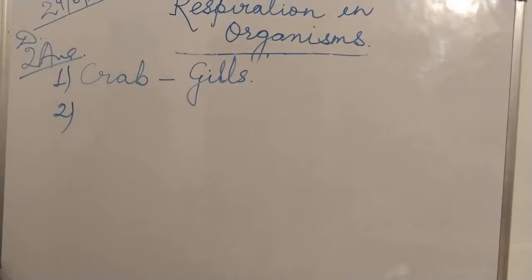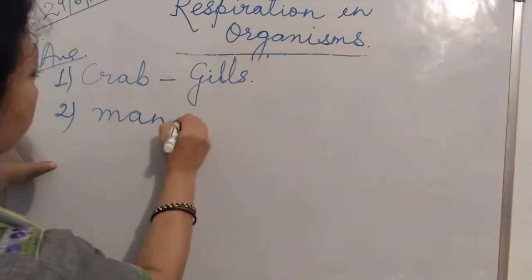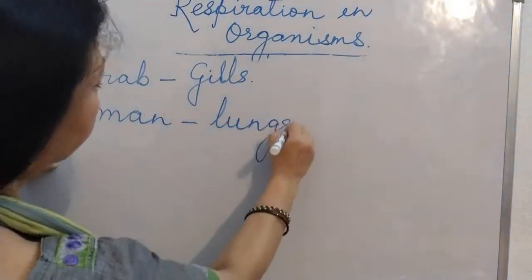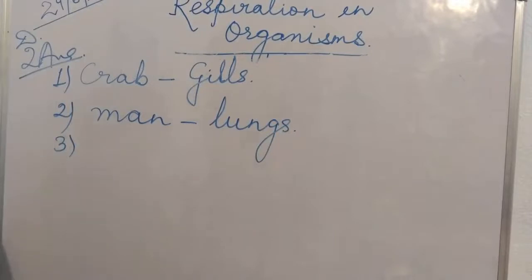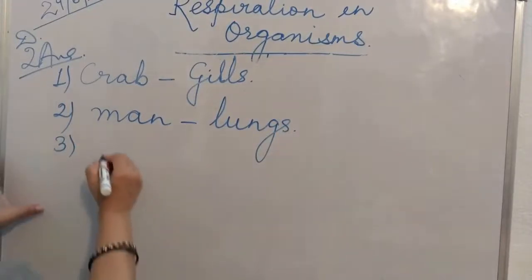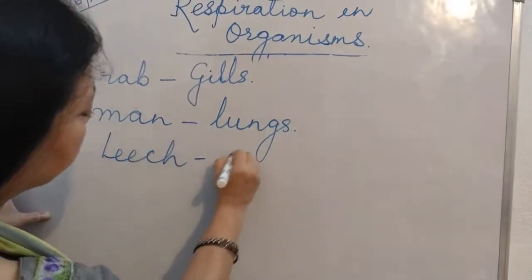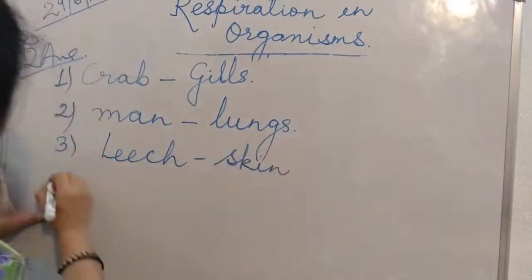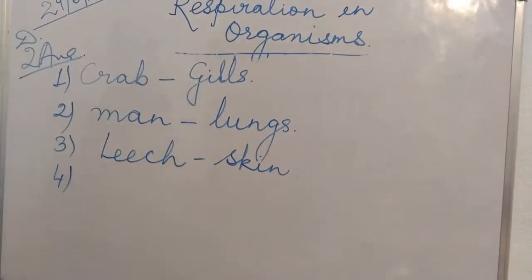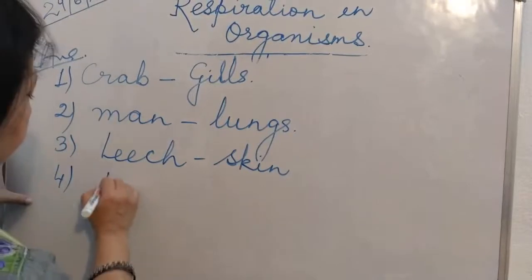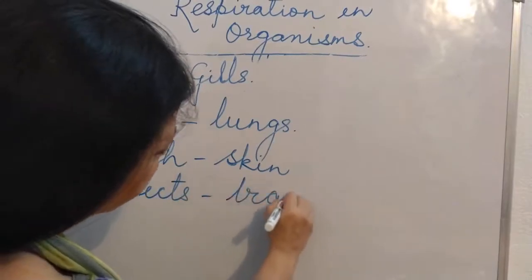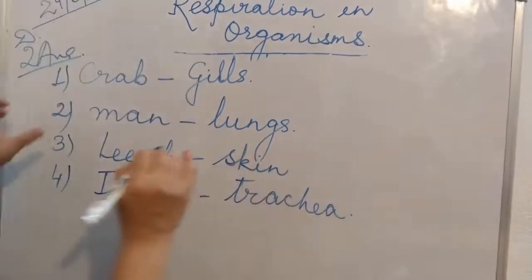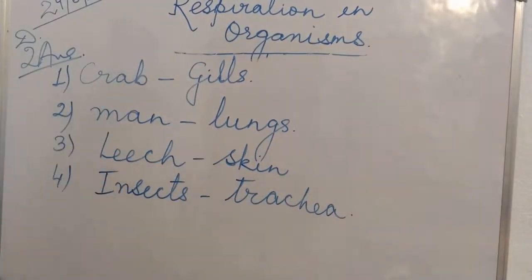And second is man. Man respires through lungs. Third one is leech. It respires through skin. And fourth one is insects. Insects respire through trachea. So this is the second answer.